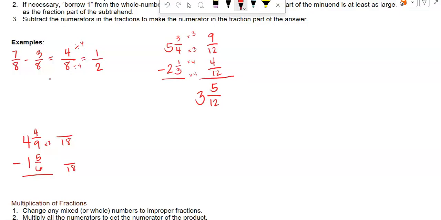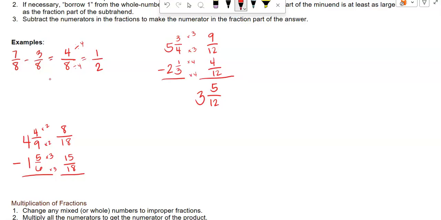So 9 can be multiplied by 2 to get to 18. So we'll do the same thing to our numerator. 4 times 2 is 8. Okay, and 6 times 3 would give us 18. So we'll do the same thing for our numerator here. 5 times 3 is 15.